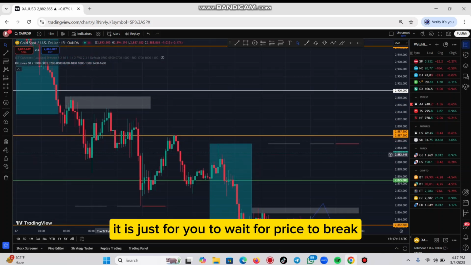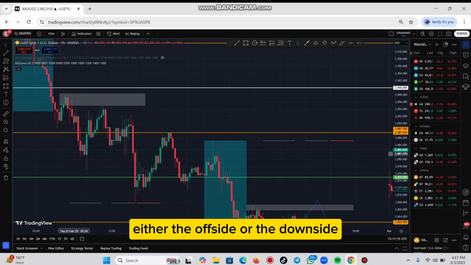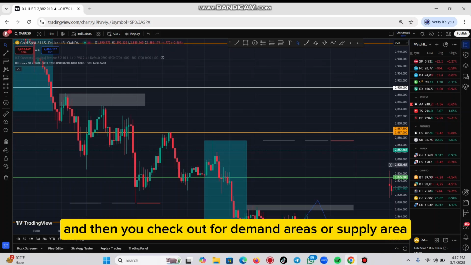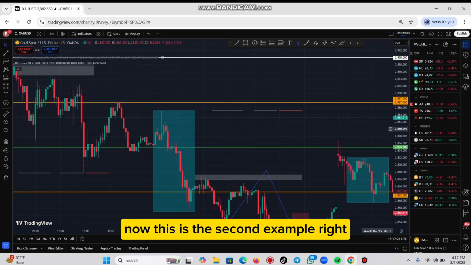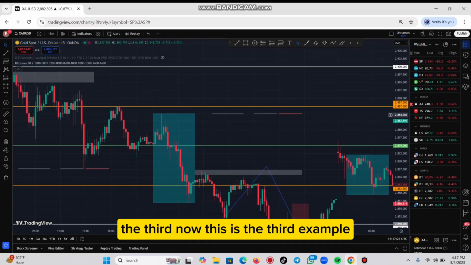It is just for you to wait for price to break either the upside or the downside, and then you check out for demand areas or supply areas before you take an entry. Now this is the second example, right? This is the third example.